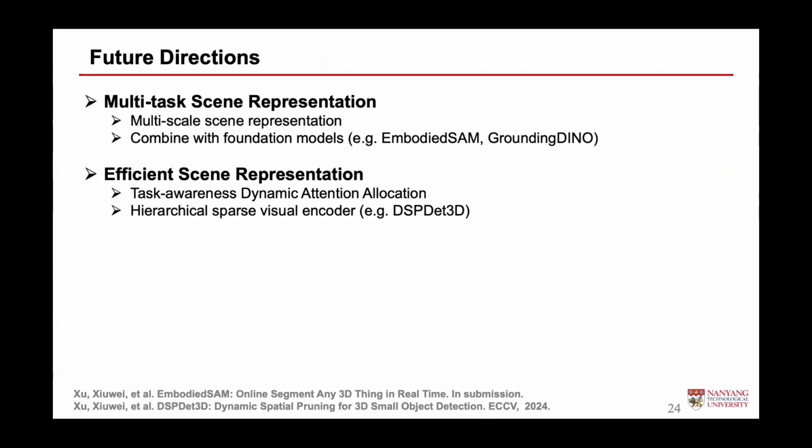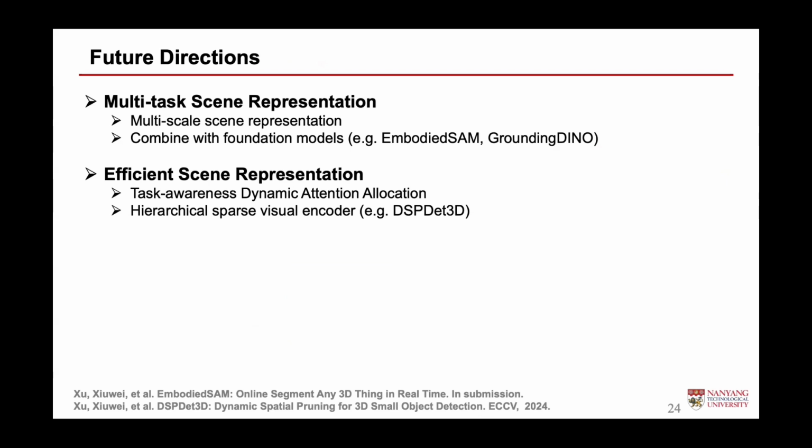So the second direction will be efficient scene representation. As you just saw, we are free of errors and trials in target object finding, because our large language models can directly predict what we need to find. But the speed is still slow, as you see in the demo I just showed. We take 2 minutes to implement the stepwise plans. So how can we accelerate this process? The first solution might be task-aware dynamic attention allocation, which is somehow similar to the multi-scale scene representation, because different tasks may focus on a different part of the scene representation.